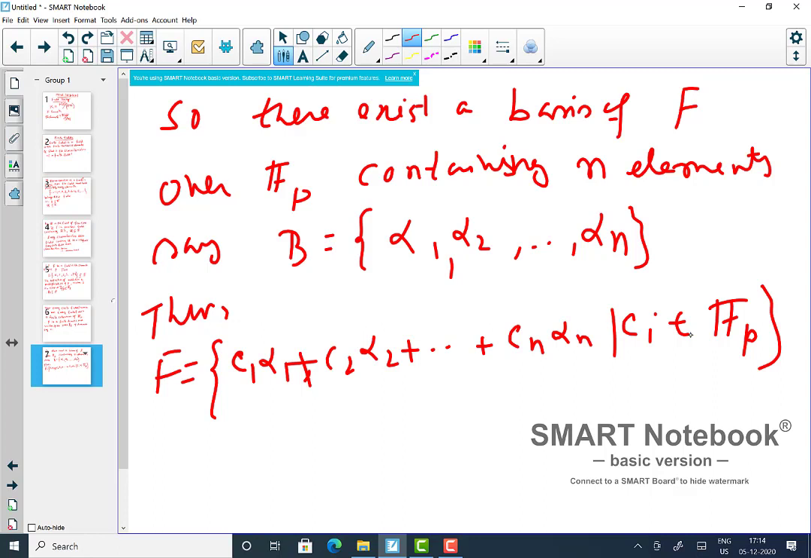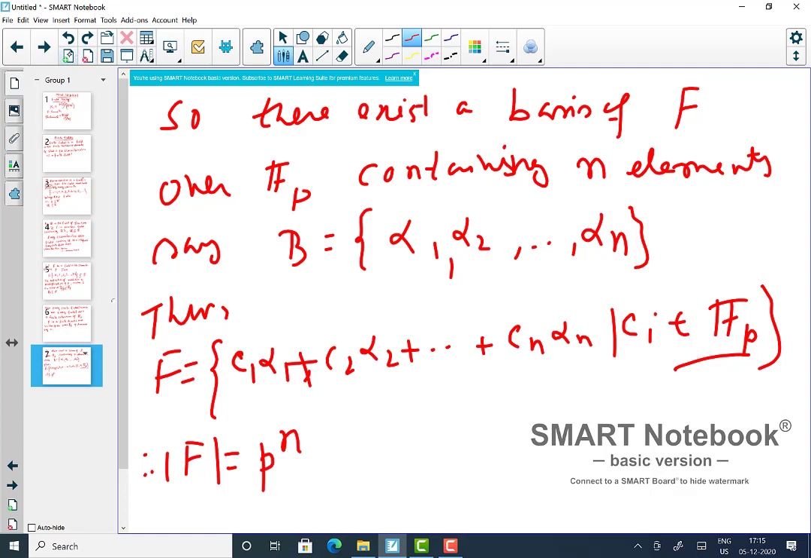Clear? So what does that mean? That means you can count the number of elements inside the field F, and then what is the cardinality of F? So you see that for every c_i you have p many options because they are elements of F_p, and how many places can you have choice, n many places, so this cardinality has to be p power n, okay.